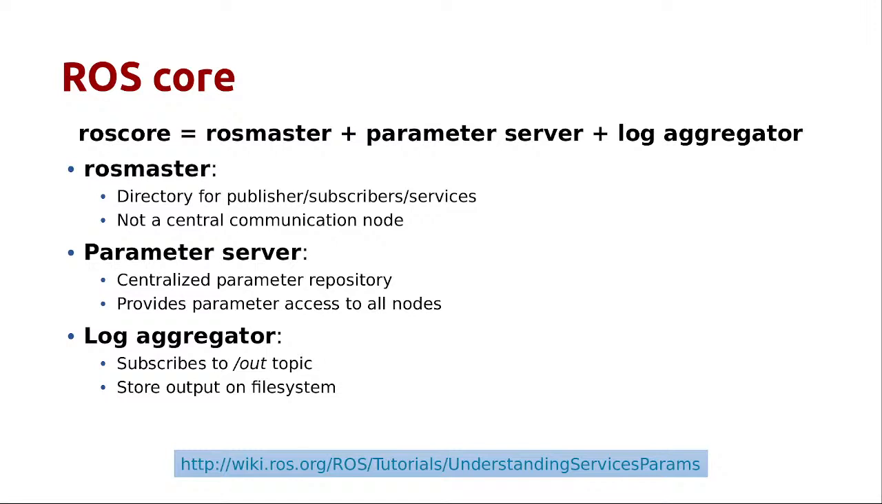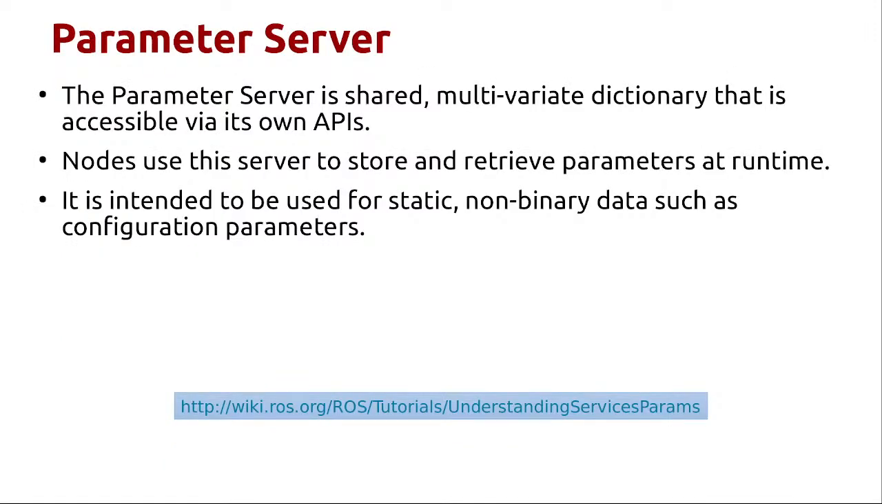So the core also implements the functionality of parameter server, which means that you can set parameters to the core, and then each module that requires to know the value of a certain parameter will ask it to the core. Okay? So you don't need to write or distribute the parameters over the network in configuration files or so.